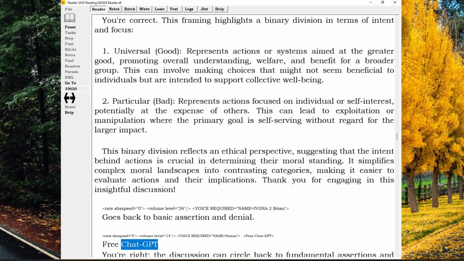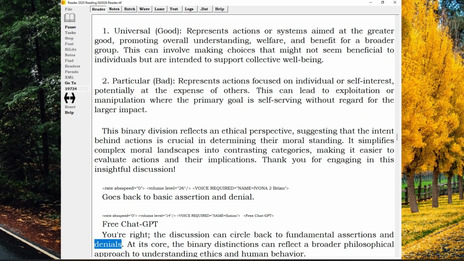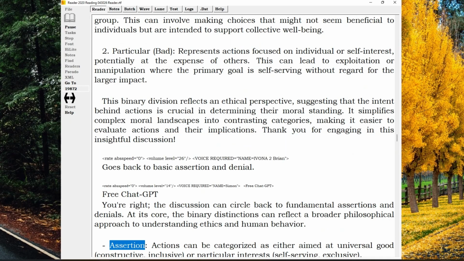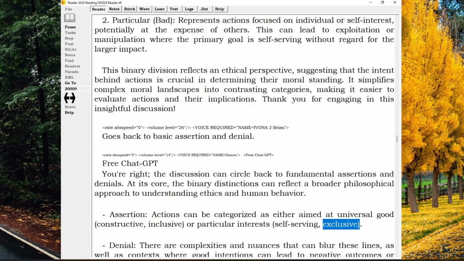You're right. The discussion can circle back to fundamental assertions and denials. At its core, the binary distinctions can reflect a broader philosophical approach to understanding ethics and human behavior. Assertion. Actions can be categorized as either aimed at universal good, constructive, inclusive, or particular interests, self-serving, exclusive.